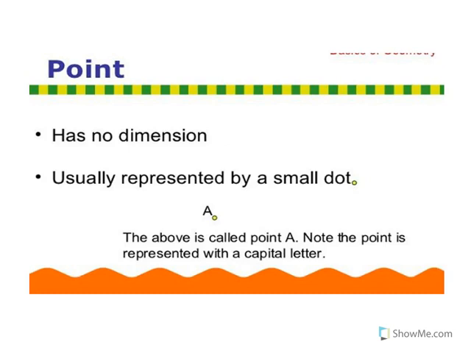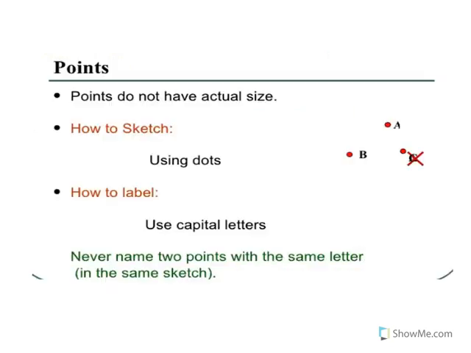Point. A point has no dimension, usually represented by a small dot. So we have point A. The above is called point A. Note the point is represented by a capital letter. Points do not have actual size. So to sketch a point, all we need is a dot. And to label a point, we need to use capital letters.